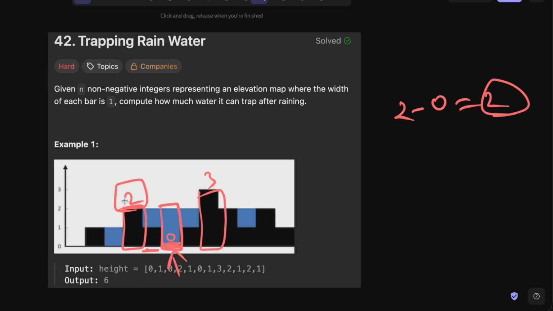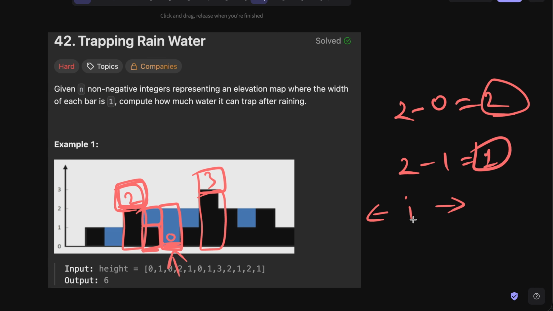Similarly for this position also, the maximum height on the left is 2, the maximum height on the right is 3, and that's why we will take the minimum, that is 2, and 2 minus the height of this block is what? 2 minus 1 is equal to 1, and this one represents the height of the water block that is above it. So what it means is that in order to find the water at the highest position, we need to find out the maximum height of a block on the right side and the maximum height of the block on the left side, and then only we can figure it out.